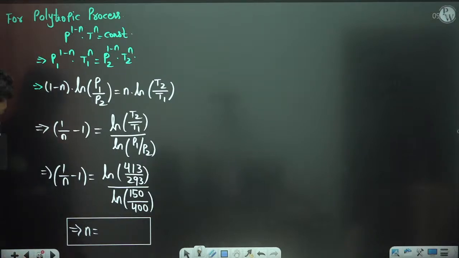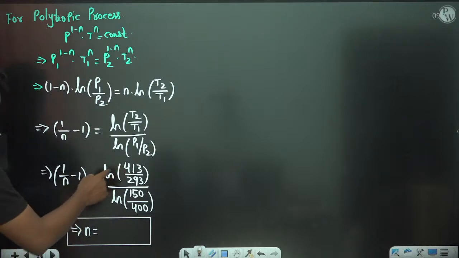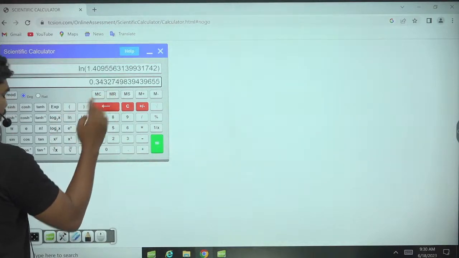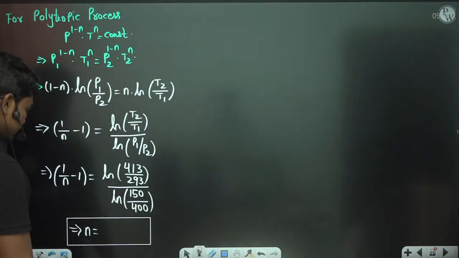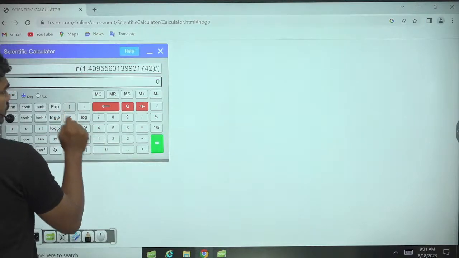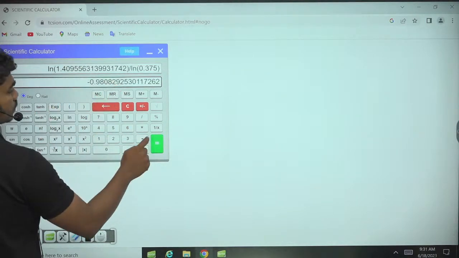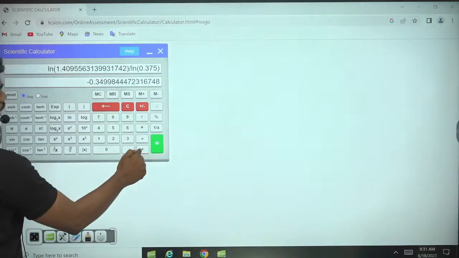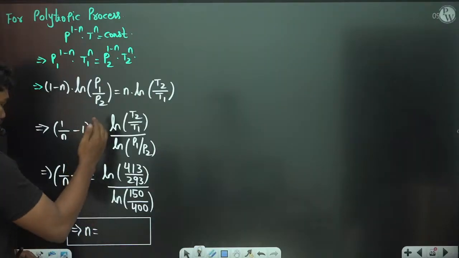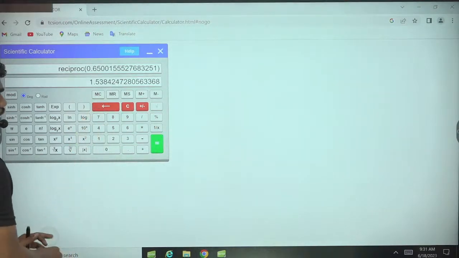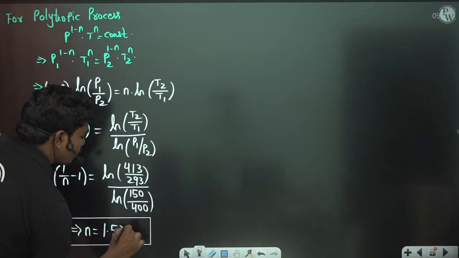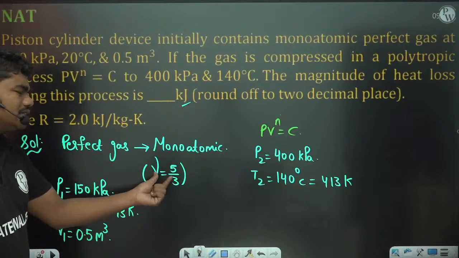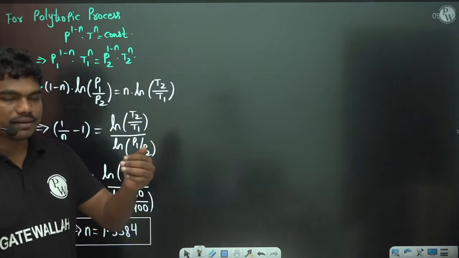Now let us calculate ln 413 by 293, which is 0.343, divided with ln 150 by 400. So this value is minus 0.35 almost. So 1 by n minus 1 is equal to minus 0.35. So 1 by n is this value plus 1, so 0.65 around. So n is the reciprocal of this, 1.5384. The n value is in between 1 and gamma because this is monoatomic gas. Gamma is 1.667, but this value is 1.5384, so n lies in between 1 and gamma in this case.